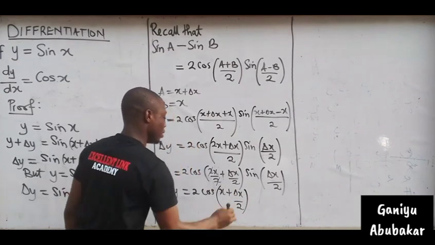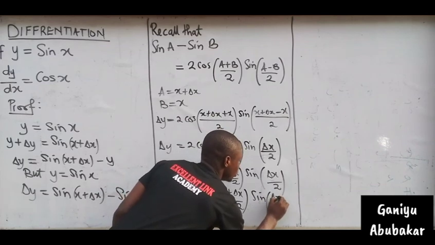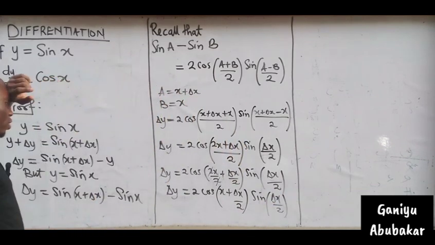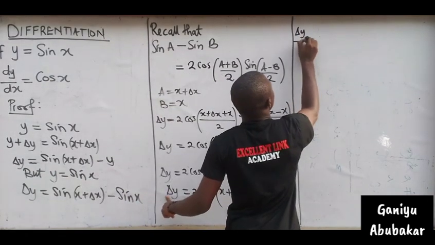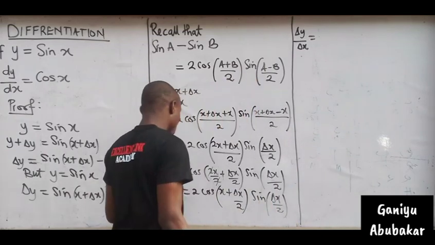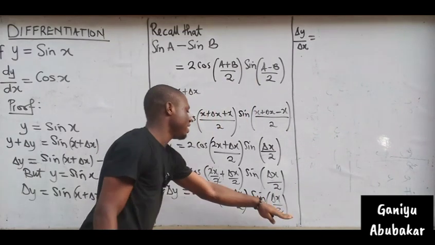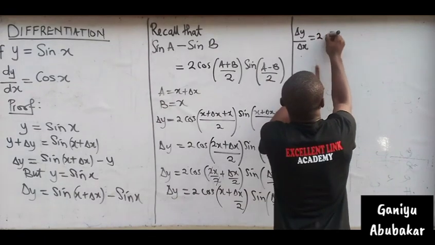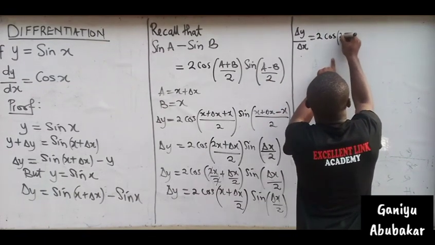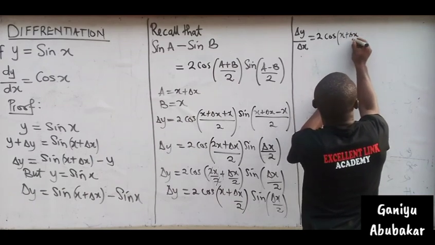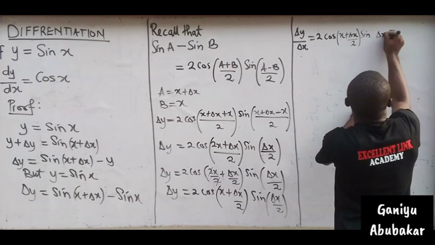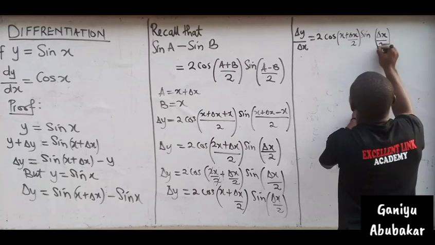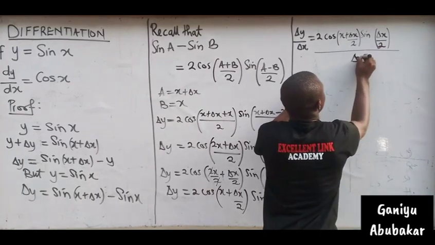in this manner. Then sine change in x over 2. So at this point, listen please. At this point, divide through by change in x. I'll have that change in y over change in x is now equal to 2 cos x, everything here, divided by change in x. So I have 2 cos x plus change in x over 2, of course sine change in x all over 2. I have this, divided by change in x.